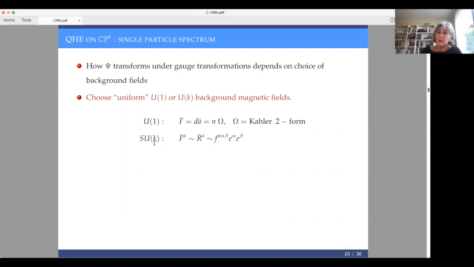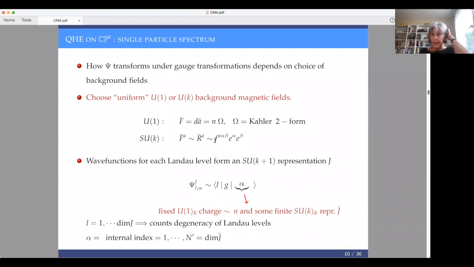But we also have the possibility of SU(K) background fields in addition to the U(1), and the components of the field strength are proportional to the components of the Riemannian curvature in the frame basis. These essentially are the SU(K) structure constants. So in that sense, there are constant magnetic fields, abelian and non-abelian. Okay, just to summarize, the wave functions for each Landau level form an SU(K+1) representation J. The states alpha carry a U(1) charge proportional to n. And if there is an SU(K) magnetic field, then they belong to some finite SU(K) representation, which we called J tilde. So this alpha is an internal index that goes from 1 to the dimension of J tilde, while the index L goes from 1 to the dimension of J and counts the degeneracy of the Landau levels.